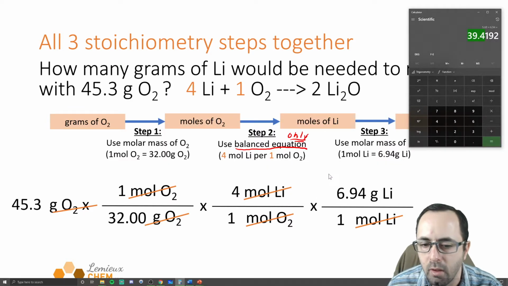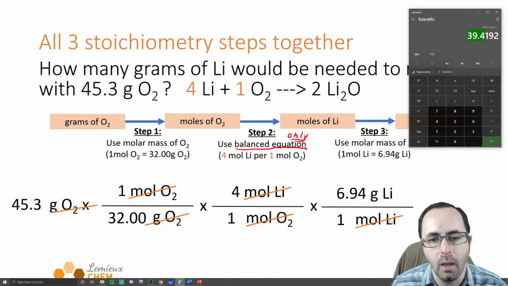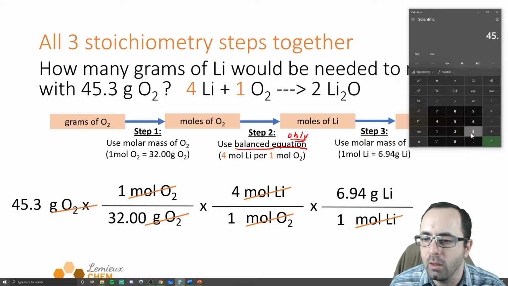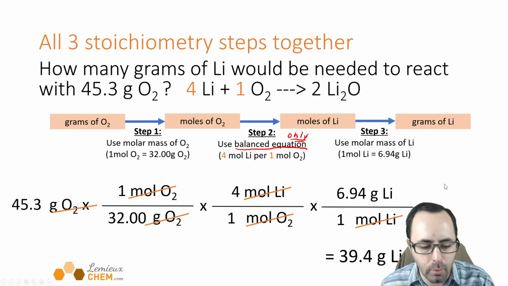Just remember this rule. When you're doing these big long ones, if the number is on the top, press times before you put it in. If the number is on the bottom, press divide, and you can ignore the ones. Don't press times before something that's on the bottom. So it's going to be 45.3 divided by 32, times 4, since it's on the top, and then times 6.94, since that's on the top, and we get 39.3 grams of lithium. But on the other side, we got 39.4.